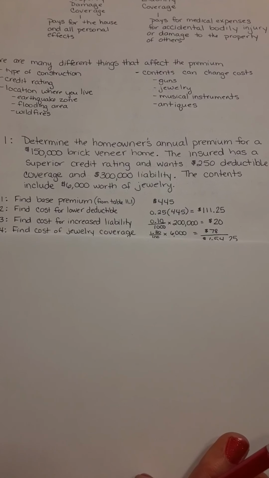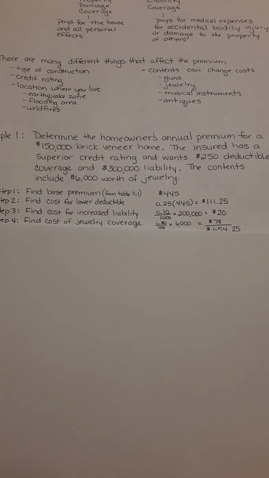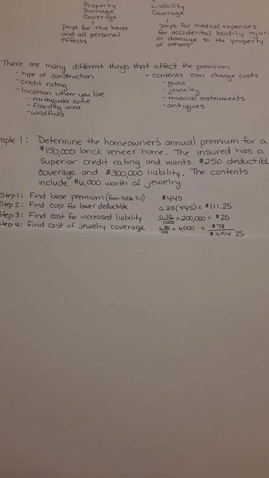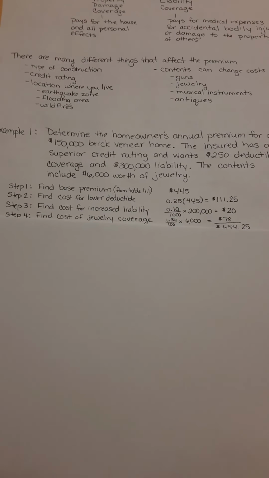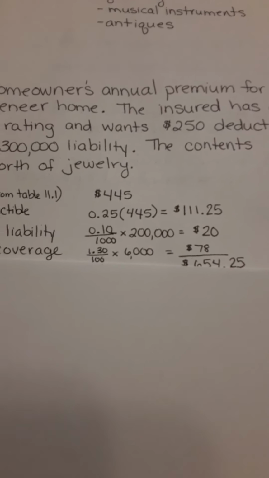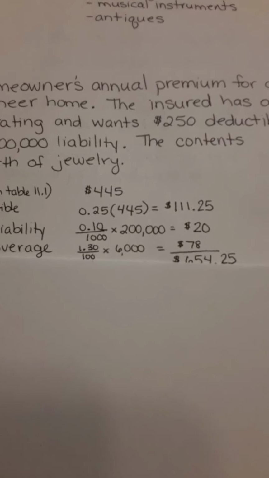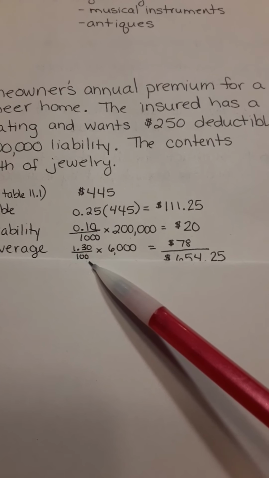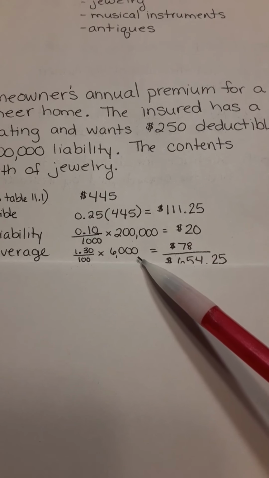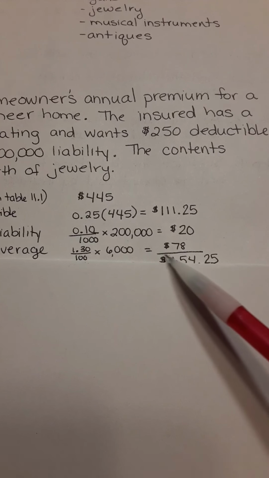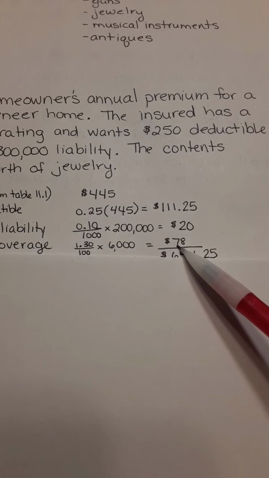Now, step 4 says find the cost of jewelry coverage. So for that, I have to go to adjustment number 4 in our chart below it. It says coverage for jewelry, watches, and furs is an additional $1.30 per $100 value. So my ratio here is $1.30 for every 100, and the value that the problem says for my jewelry is $6,000. So I'm going to go ahead and multiply that out, and I find that it's $78.